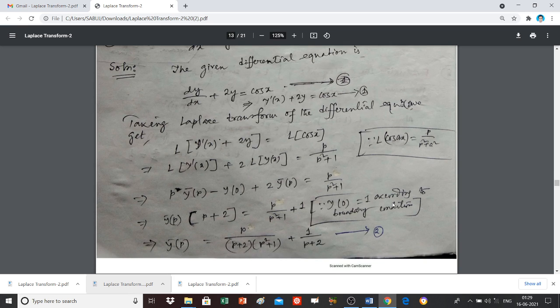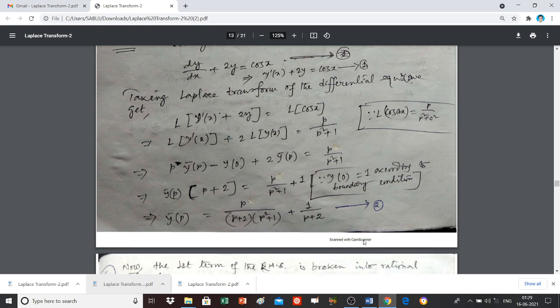So from here, this condition is also written here. So yp is equal to p by p plus 2 into p square plus 1, and then plus 1 by p plus 2. This is equation number 2.